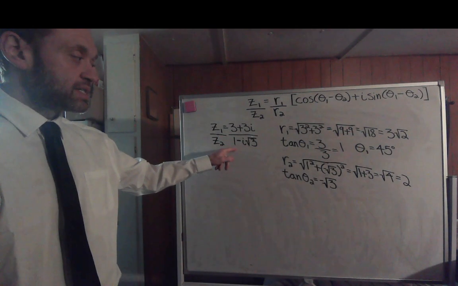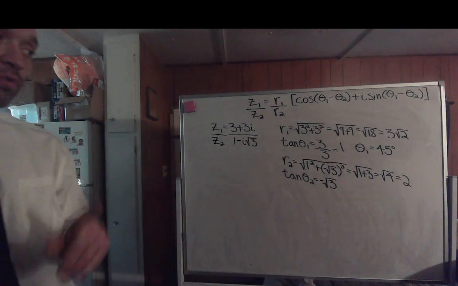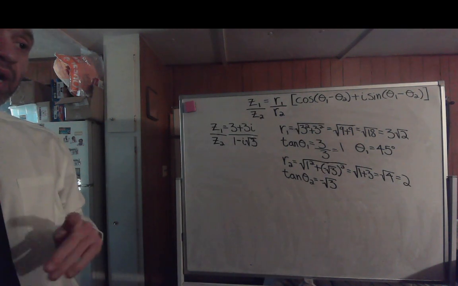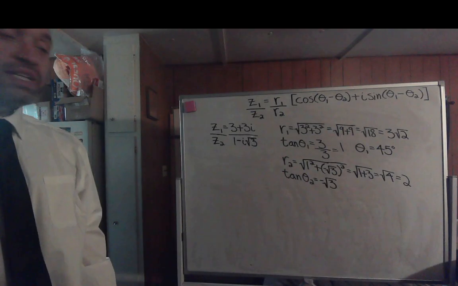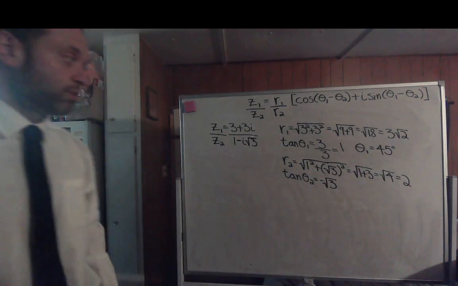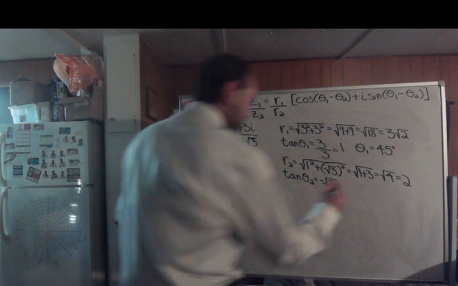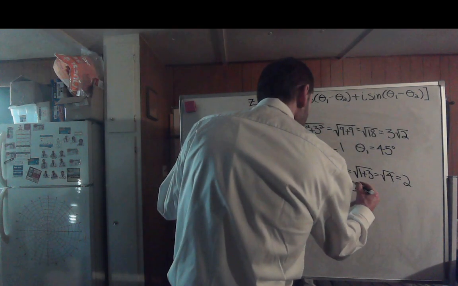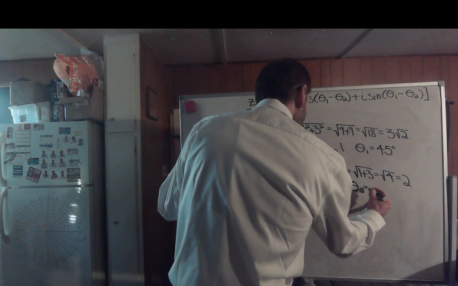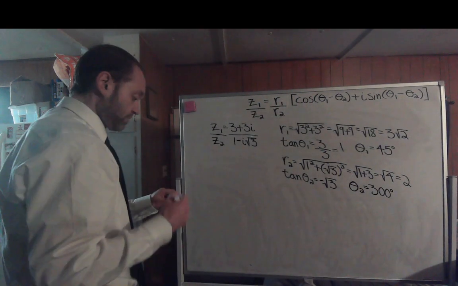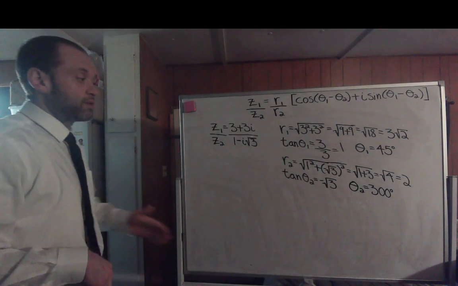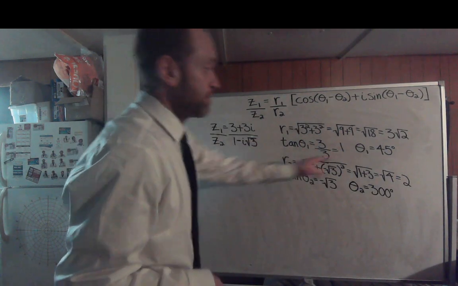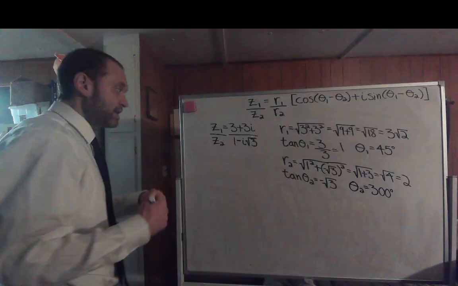Your a is positive, your b is negative, meaning you're in the fourth quadrant. What angle gives you a negative square root of 3 tangent? That's based off of a 60-degree angle in the fourth quadrant, which would be 300 degrees. So theta sub 2 would be equal to 300 degrees. Alright, so now we found our r sub 1 and r sub 2, and our theta sub 1 and theta sub 2. We're ready to do all this.